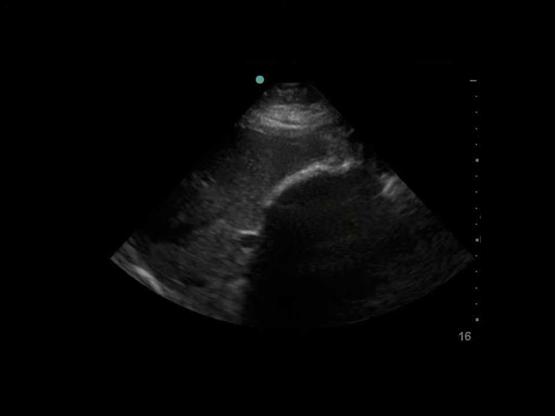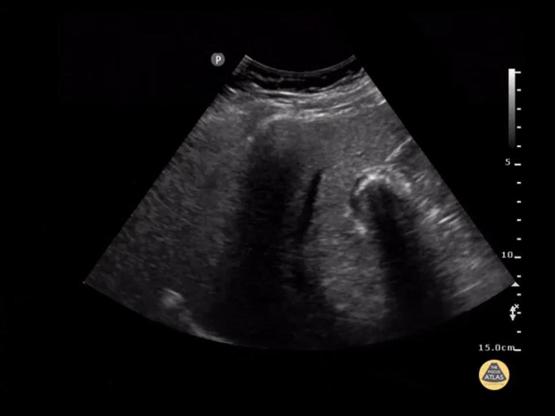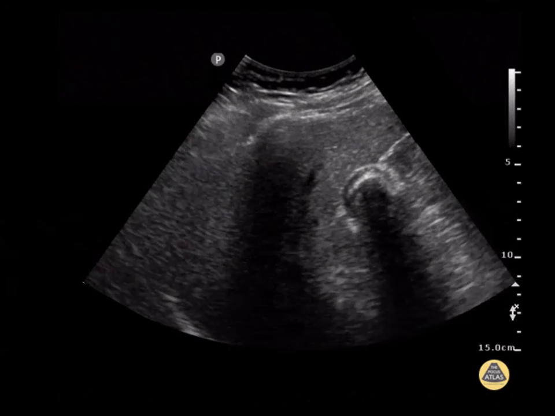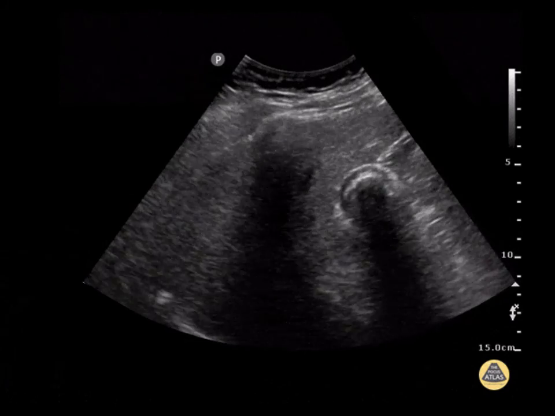Can you tell what's happening here? This is called the wall echo shadow sign, where the gallbladder is so full of stones that all we can see is the anterior wall of the gallbladder, an echo from the hyperechoic stones, and then shadow. The lumen or interior of the gallbladder is not visible secondary to this shadow. Here is a wall echo shadow sign in the transverse.